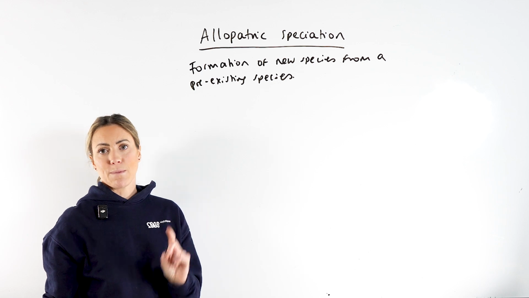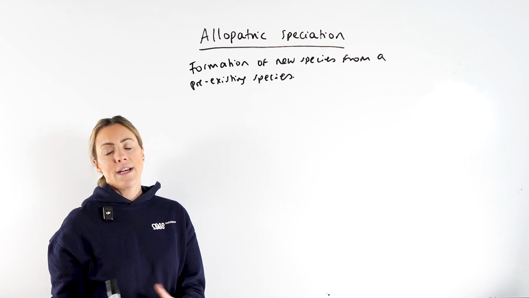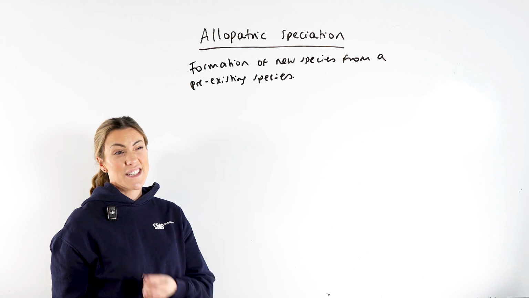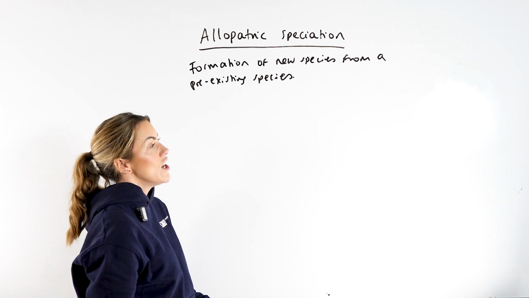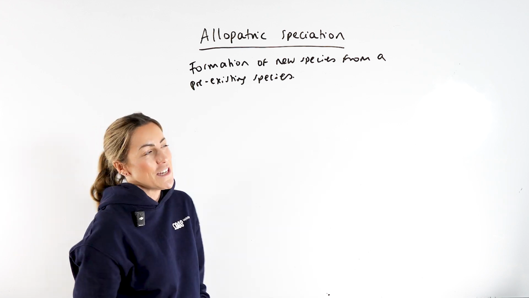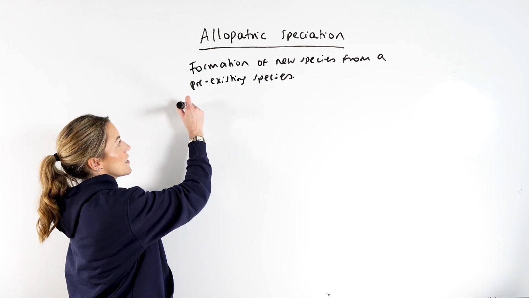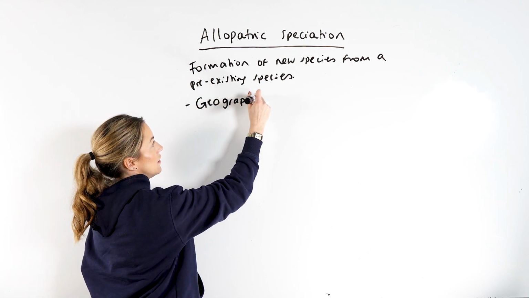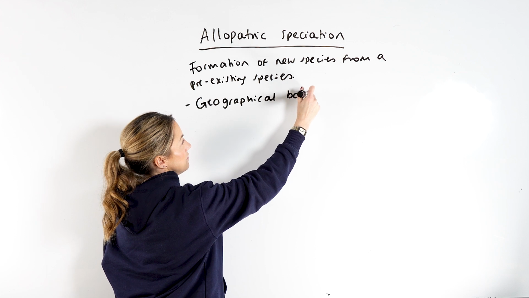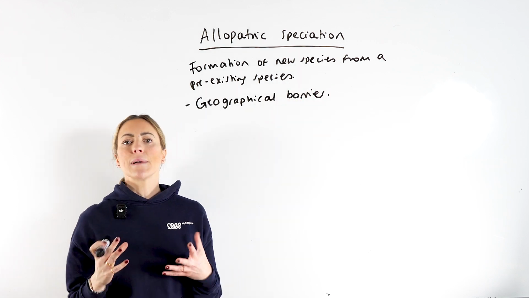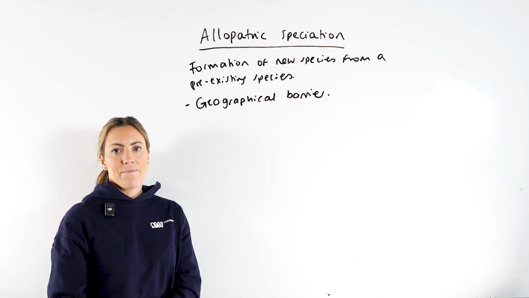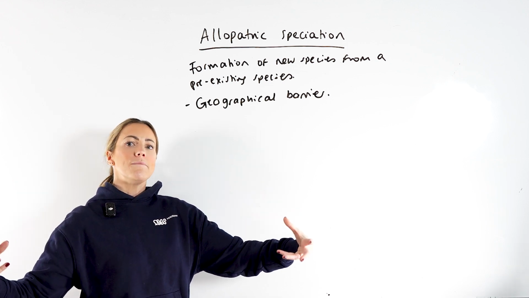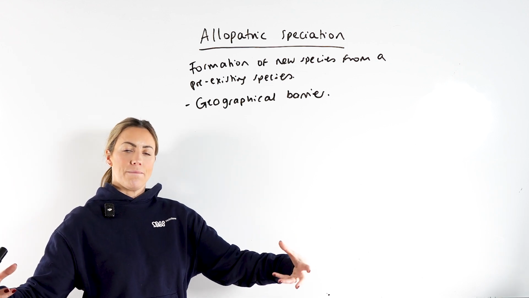Now, allopatric speciation is the most common type of speciation, and it's also probably the easiest one to understand because you did this at GCSE. You just didn't call it allopatric speciation. But allopatric speciation relies on a geographical barrier. So there's some kind of geographical barrier that is physically isolating two groups of the same population, okay?